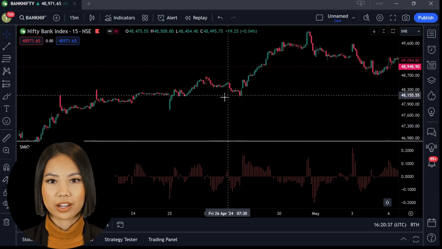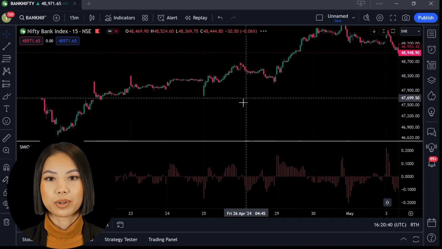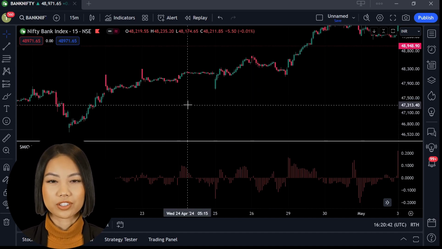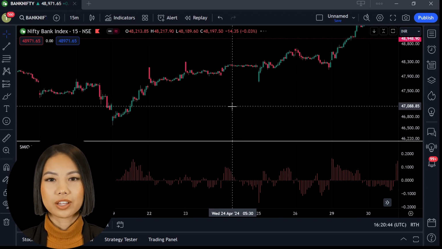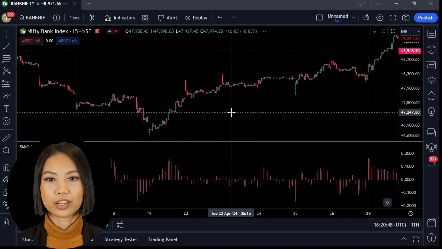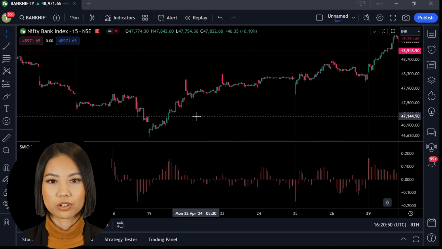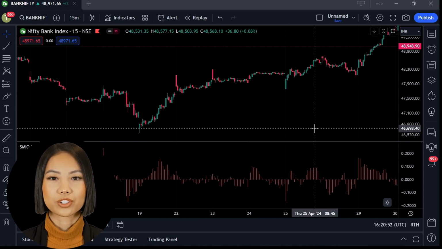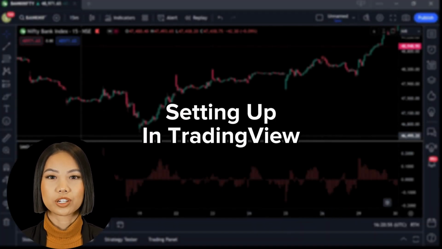The SMI Ergodic Oscillator is a momentum indicator used to identify the strength and direction of a trend. It's a refined version of the traditional stochastic momentum index, providing smoother and more accurate signals by using an additional moving average. How to set it up in TradingView.